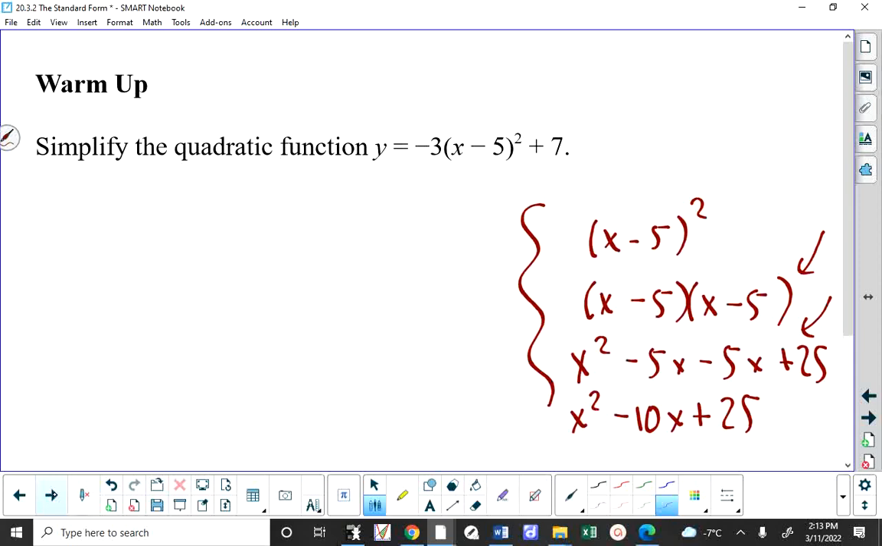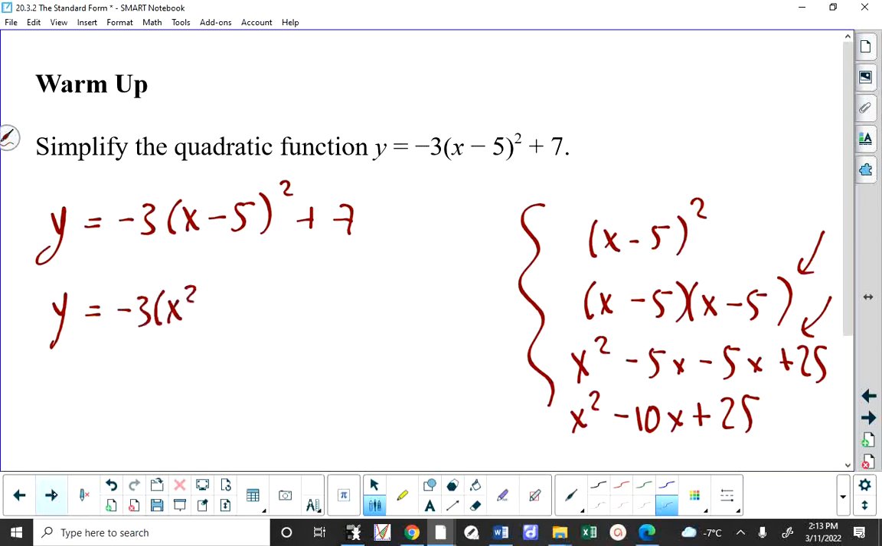I need the answer. So when you simplify this, we're going to have negative 3 times (x minus 5) squared plus 7, which will give us negative 3 times (x squared minus 10x plus 25), and then plus 7. And I would recommend FOILing out or simplifying that squared binomial on the side if you struggle at all with this.